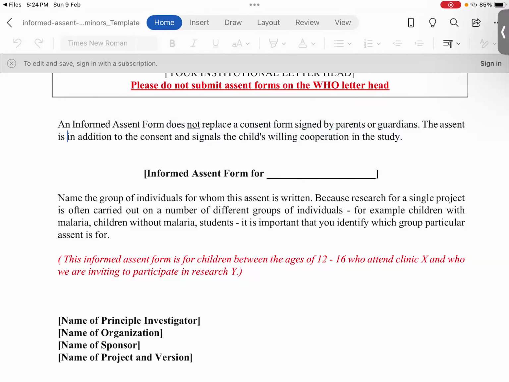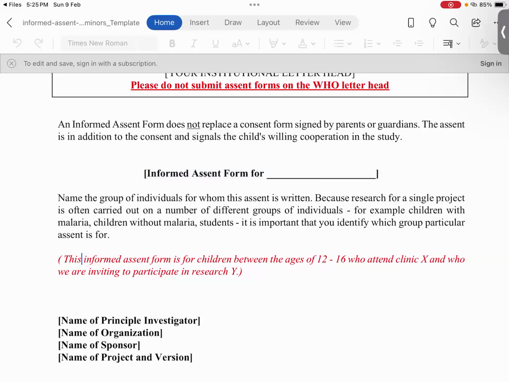Assent is an addition to consent and signals the child is willing to cooperate with the study. See, they are not even saying signature by the child. They are saying signals by the child that he is okay to participate in a clinical trial, right? So this is how the title will go. The informed assent form names the group of individuals for whom this assent is written. So this is an example; you may write like this.